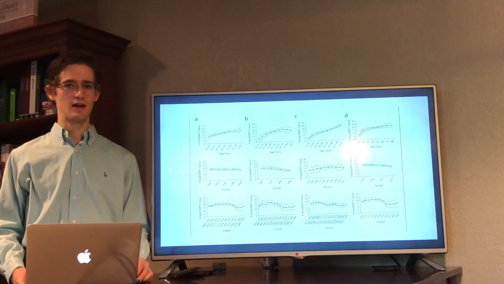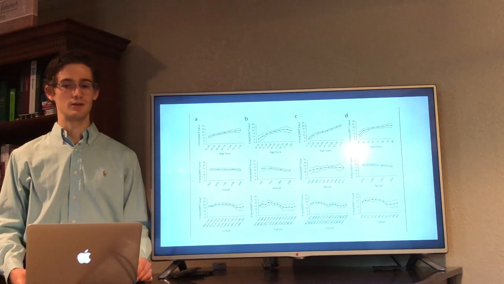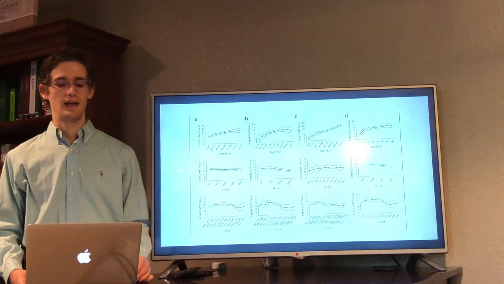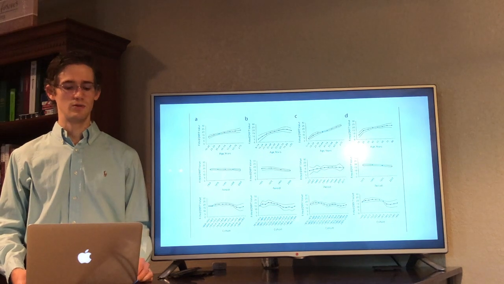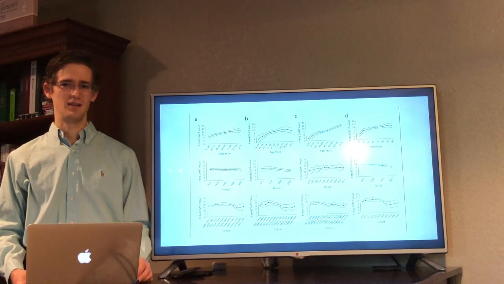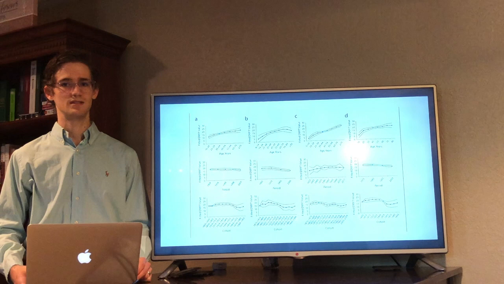For this next graph, it's broken down into 3 separate graphs for each nation or country. At the top, it's the age in years. In the middle, it's the period effects. And in the bottom, it's the cohort effects.